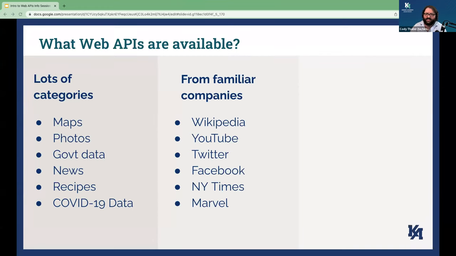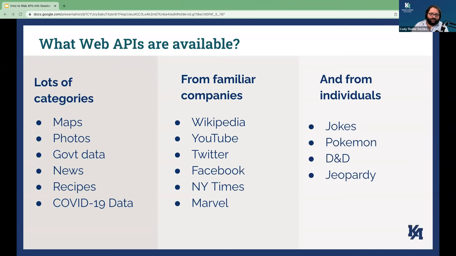You can also use Facebook to log into things. New York Times, you want to get some newspaper articles. Marvel, you want to get information about superheroes. There are so many different categories of APIs from so many different companies. Let's go to the next.